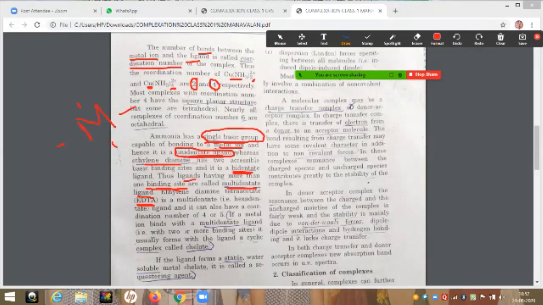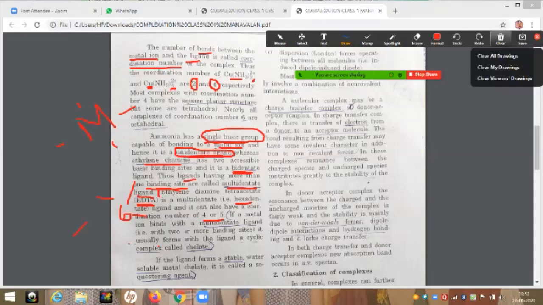So here, any ligand which has more than one binding site, we call it a multidentate ligand, and the most common and most widely used multidentate ligand is EDTA. It is hexadentate, that is, it can pair up with 6 binding sites. And it can also have a coordination number of 4 or 5. So that is about ligand and coordination number.